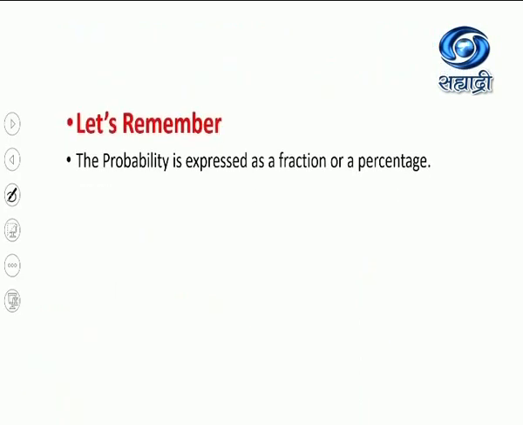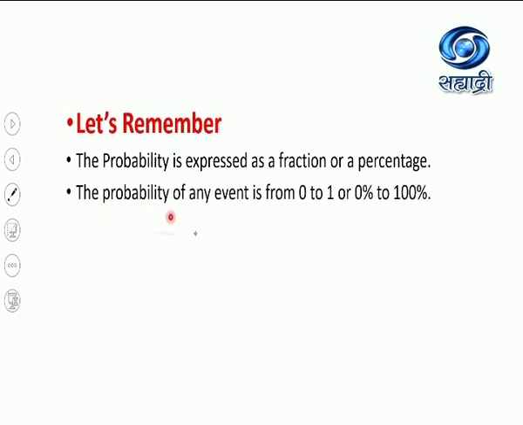Now let's remember some important points. Here the probability is expressed as a fraction or a percentage or a decimal also, children. So keep in mind, the probability of any event is from 0 to 1 or 0% to 100%. Now children, for MCQ I have taken one example. Later on we will see that example, which is based on this topic. So keep in mind, probability always lies between 0 to 1 or 0% to 100%.